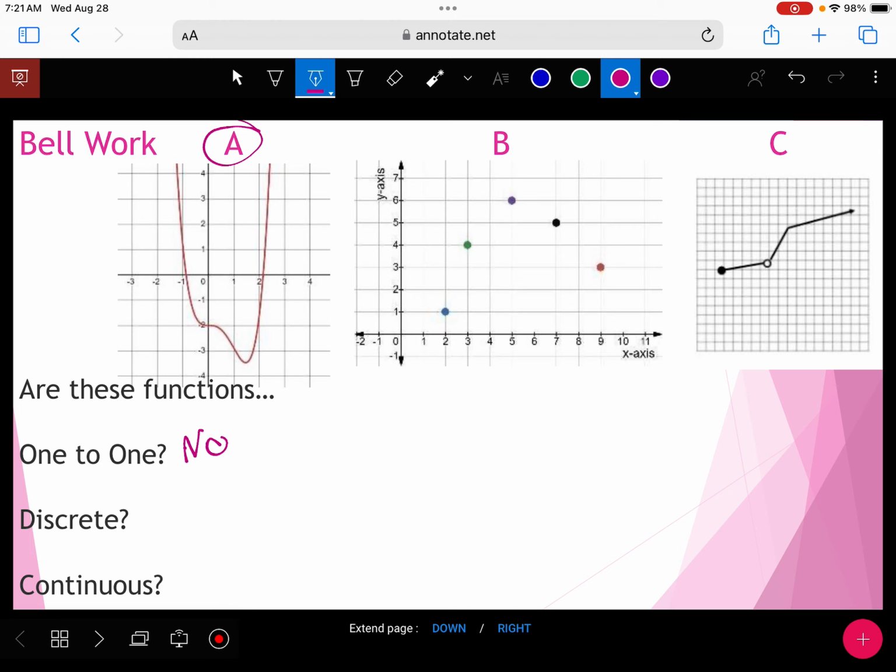I'm doing A in pink. Is it discrete? No. Is it continuous? Yes. All right, then let's look at B.